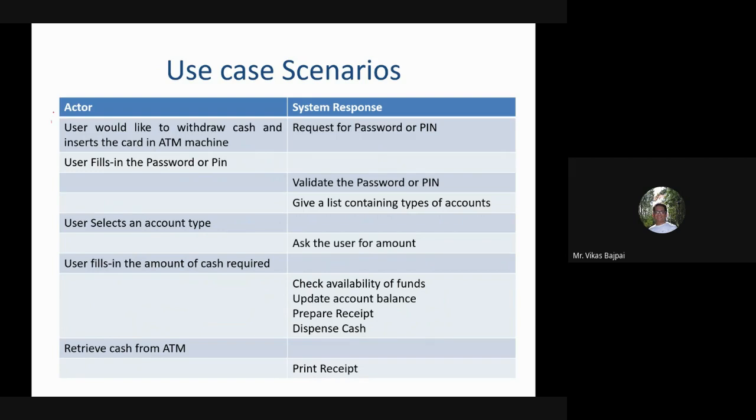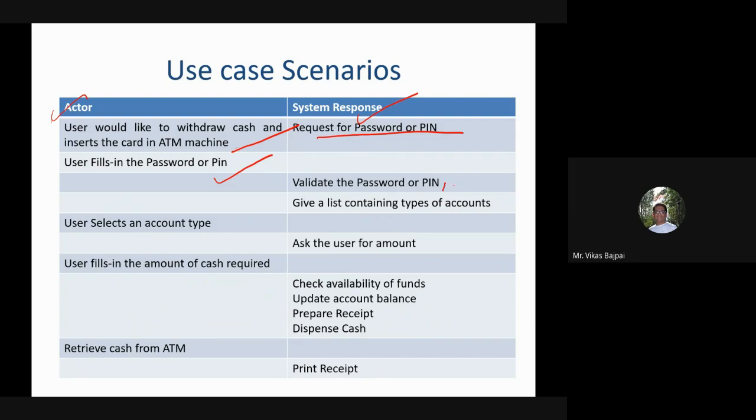So here I'll have the actor, and then I'll have how the system is going to respond. So the user would like to withdraw the cash and inserts the card in the ATM machine, and the system will request for password, or the system is going to request for PIN. Then the user fills in the password or PIN, right? So this process everyone does when someone tries to withdraw money from an ATM.